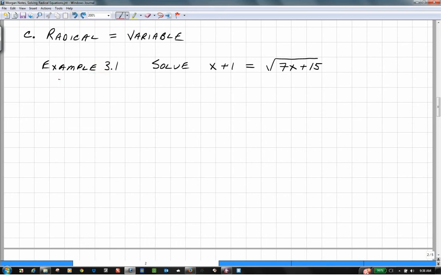So I've got x plus 1 is equal to the square root of 7x plus 15. And this side is already isolated. Look, there's nothing on this side except for the radical, so I can square both sides right at the start. So I'm going to square both sides. Now here's where you guys have to remember that with x plus 1 squared, you do not distribute the exponent. That's x plus 1 times x plus 1. All right, so that would be like this.